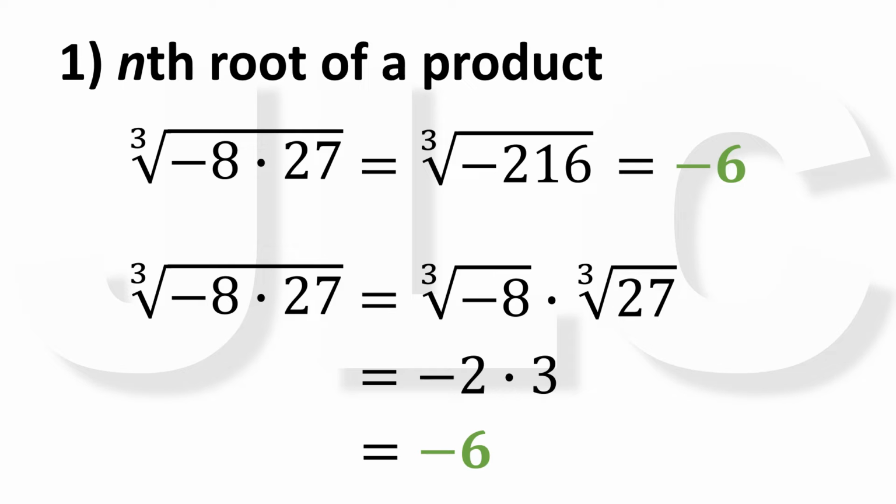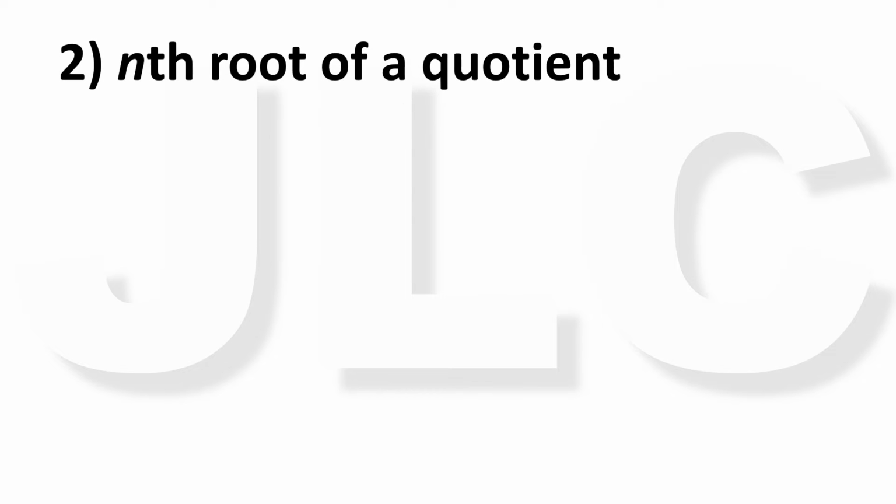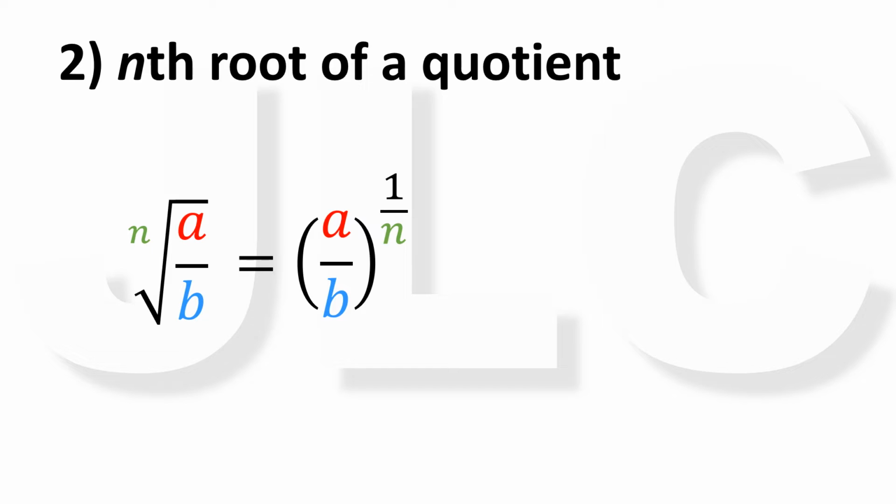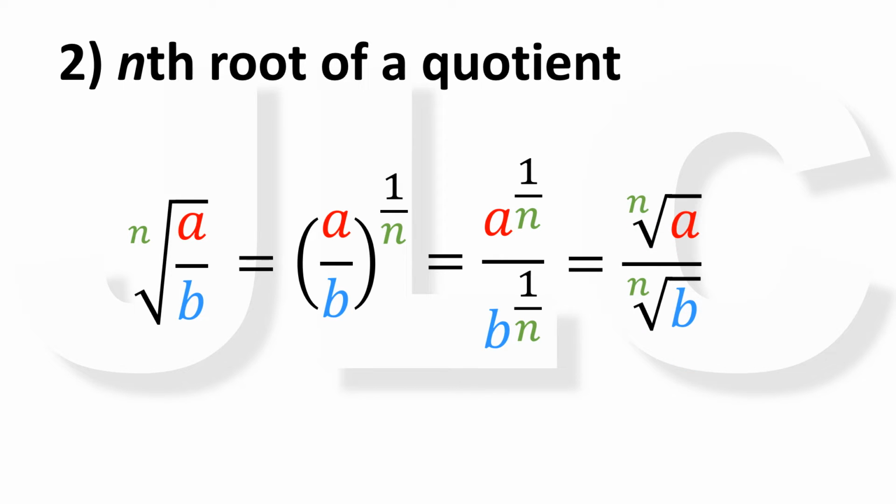Now let's move to the next property. Now what if we have an nth root of a over b? From the definition of nth root, this equals a over b raised to 1 over n. From the laws of exponents, this equals a raised to 1 over n over b raised to 1 over n. And again, from definition of nth root, this equals nth root of a over nth root of b.